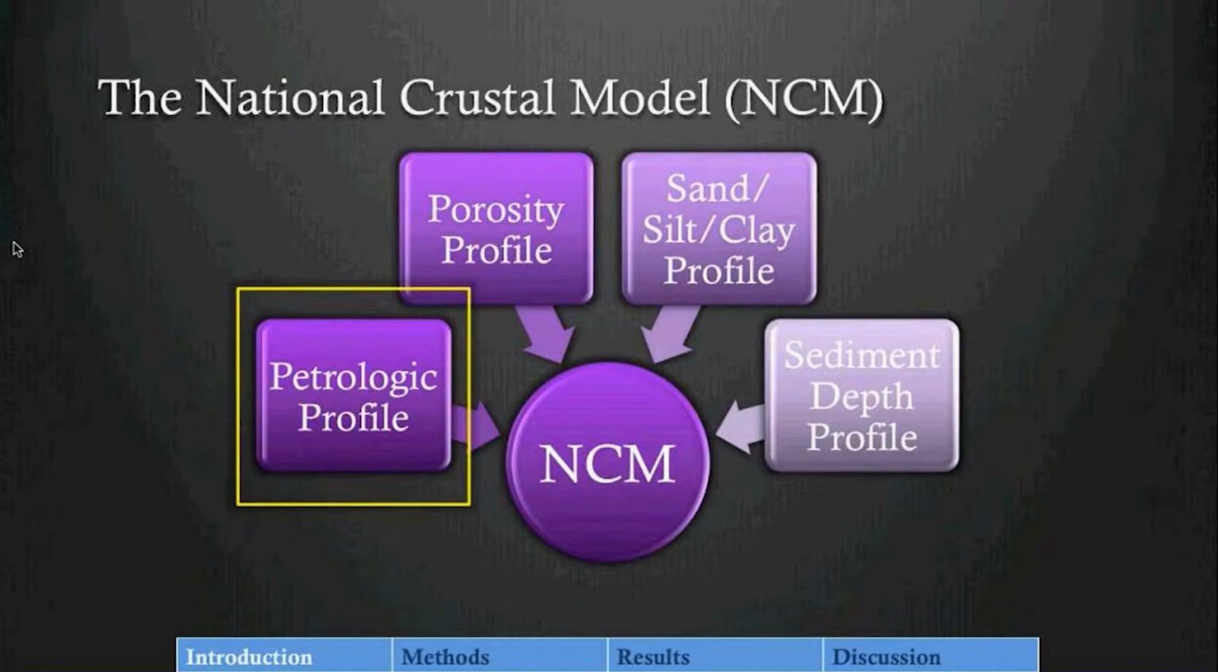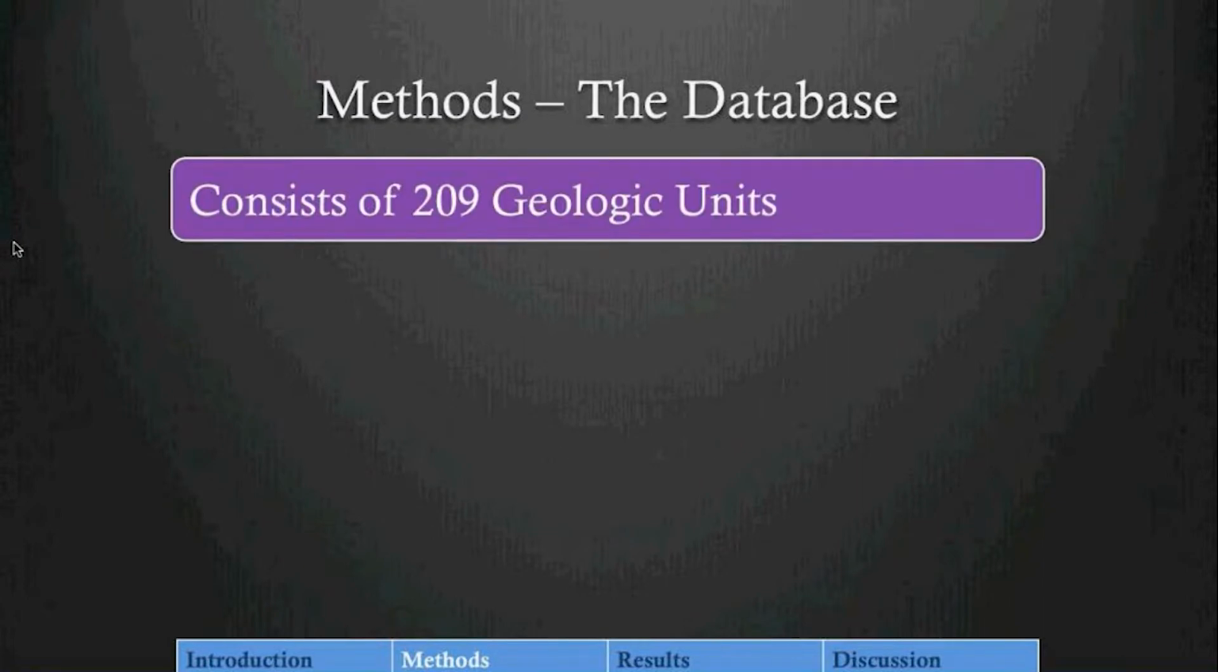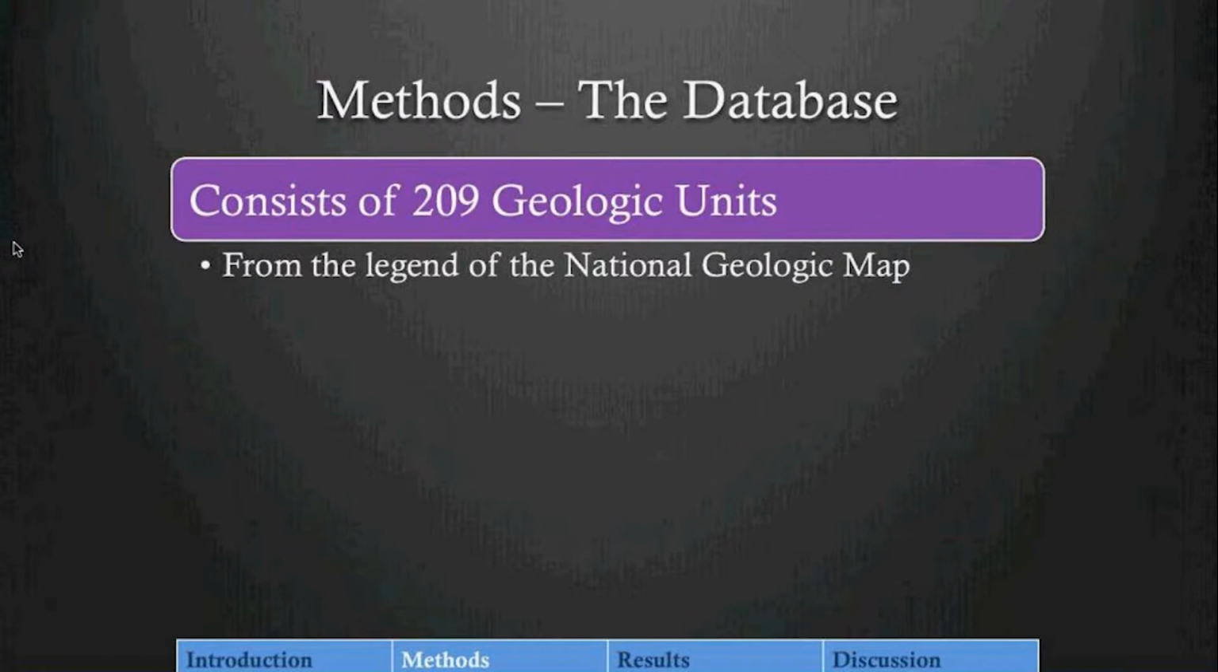So you're probably wondering, okay, so it's a database. Where did it come from? What is it? The database itself consists of 209 geologic units initially, and all of these units were pulled from the legend of that National Geologic map that I showed you a couple slides ago.